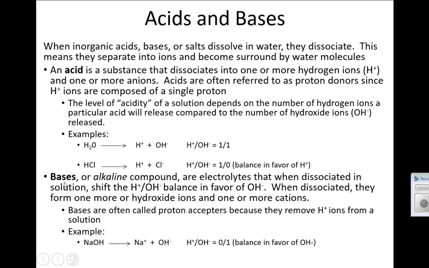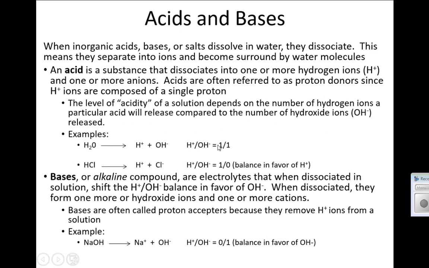Now, on the opposite end of the scale are the bases, or alkalines, which are electrolytes that, when dissociated, shift it the other way, to balance in favor of hydroxide. And so when they dissociate, they form one or more hydroxide ions and one or more cations. Instead of proton donors, we call them proton acceptors because they remove hydrogen ions from a solution. The example here would be sodium hydroxide, NaOH, which dissociates into a sodium ion and a hydroxide ion. There are 0 hydrogen ions and 1 hydroxide, which shifts it the other direction.